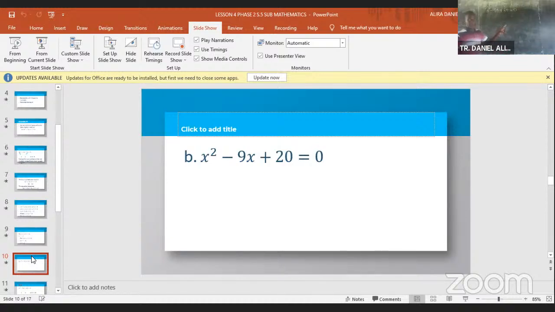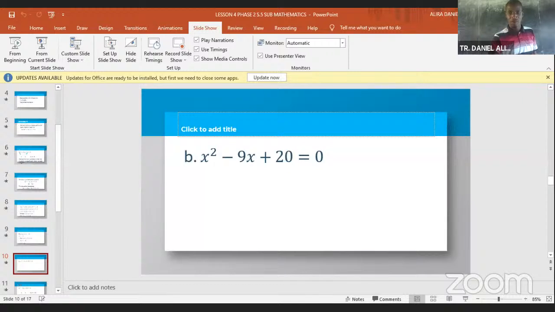So I look for two numbers. When I multiply, I get 20, but when I add them, I get negative 9. Let me come again. You look for two numbers. When you multiply them, you get 20, but when you add them, you get negative 9. Michael, which two numbers are those?